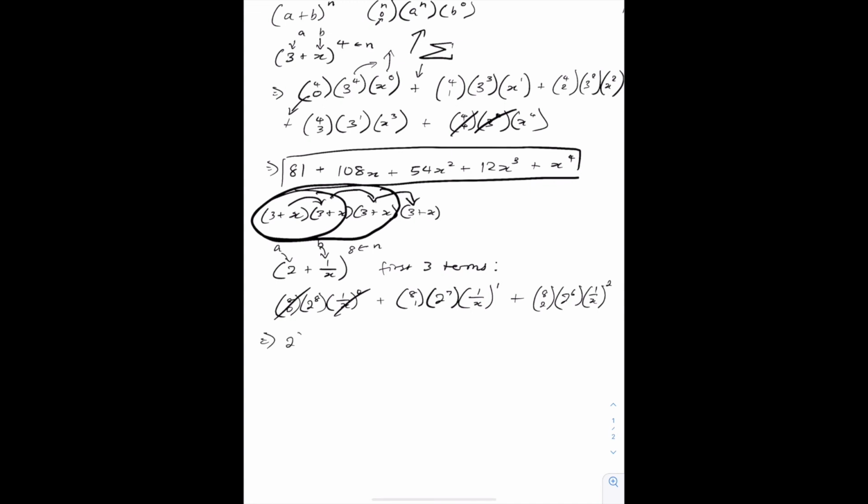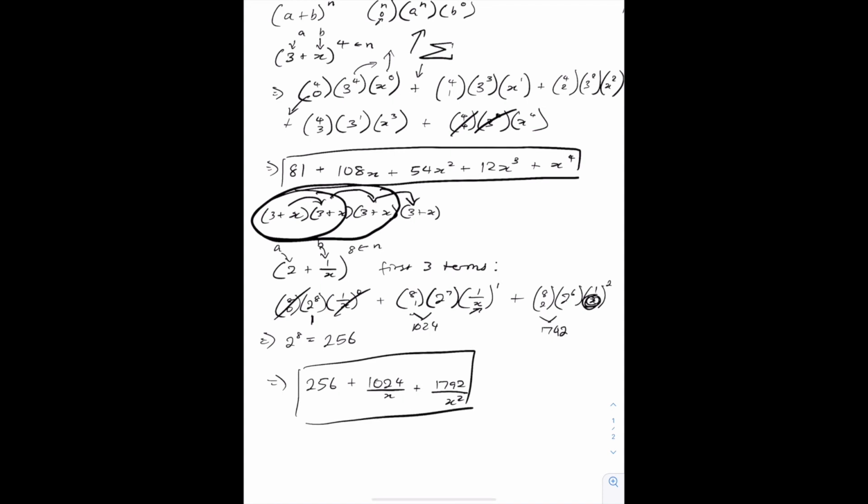So let's evaluate this. So 2 to the power of 8 is equal to, let's use a calculator, 256. And then 8 choose 1 is 8, times 2 to the power of 7 is 1024. This is 1024, and then over here 8 choose 2 is 28, and then we multiply by 2 to the power of 6, which would give us 1792. So now we have enough information to actually solve it. So we have 256, because that's this, plus 1024 over x, because we're multiplying it by this now, plus 1792 over x squared, because this has been squared as well. So this is our answer for the first three terms.